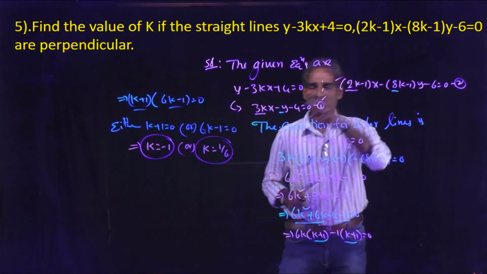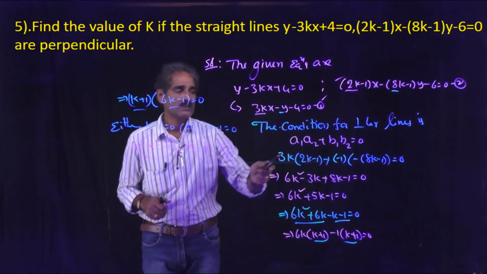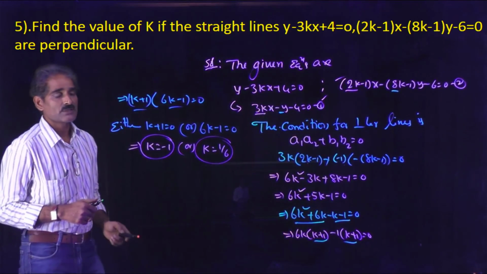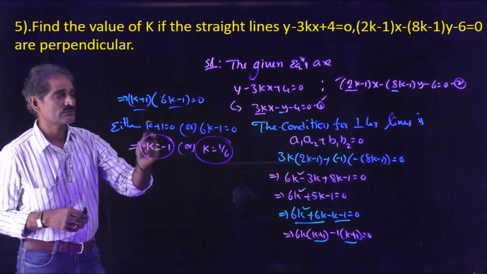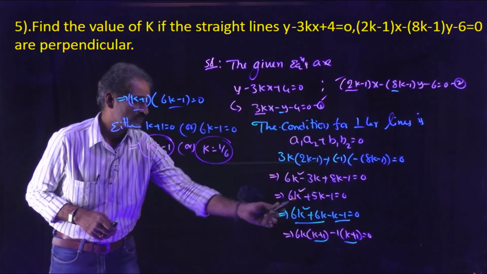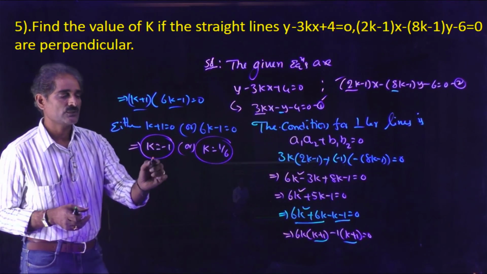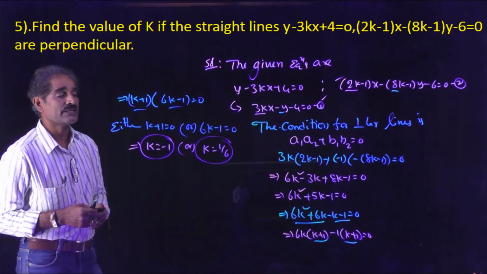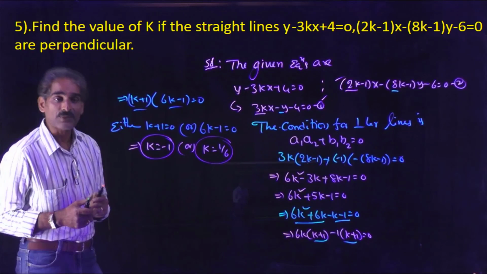If the lines are perpendicular, in case of slopes, the product of slopes is minus 1; here a1 a2 plus b1 b2 is equal to 0. With the help of this condition, we get a second degree equation in terms of k. By factorizing this, we get k equal to minus 1 and k equal to 1 by 6. These are the values of k when the given two lines are perpendicular.